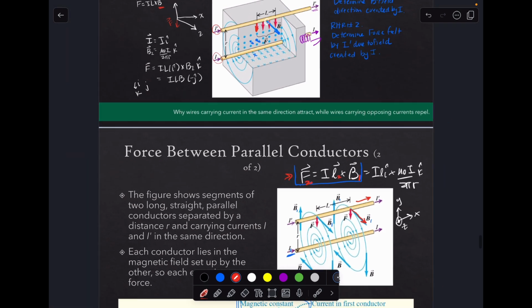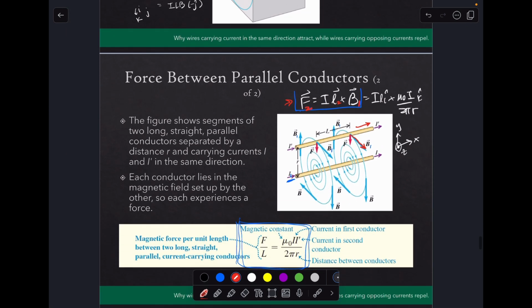And so we can summarize this. What we see is that the force that one feels due to the other, and vice versa, those force magnitudes are equal. And if we scale that down by unit length, what we get is that the force is mu naught I times I prime over 2 pi r. So that's the force per unit length between two parallel current carrying conductors. This is the magnitude. Let's talk about directions of the force.